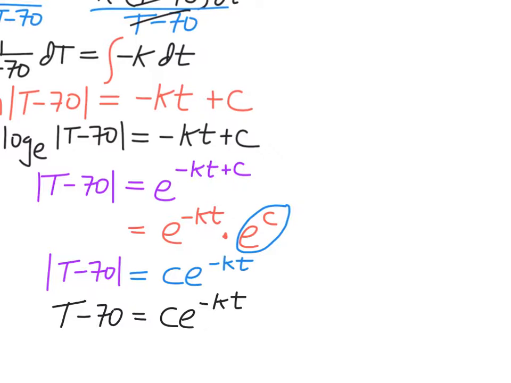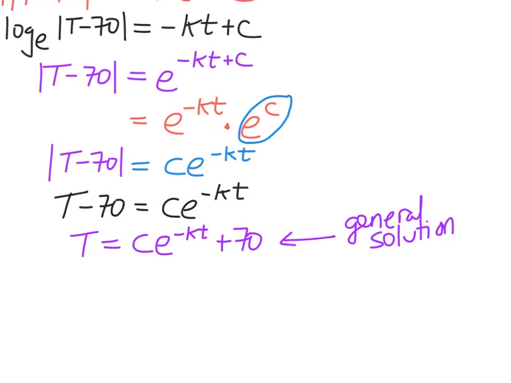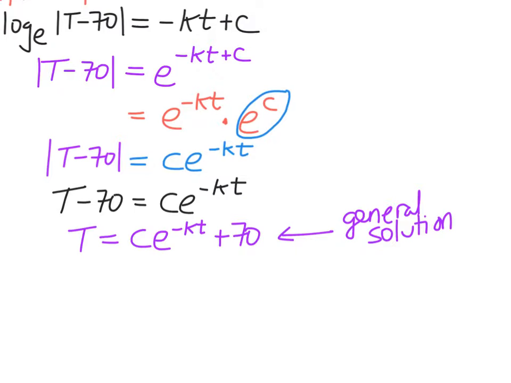All right, so at long last, I get a clean-ish looking answer. T equals c e to the negative kt plus 70. So that's the general solution. I need the particular solution. That particular solution is based off of a condition that they gave us. I don't want to scroll back up, so can you just tell me what that condition was? 140.